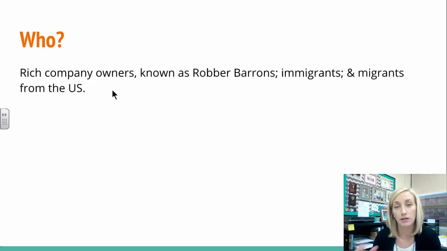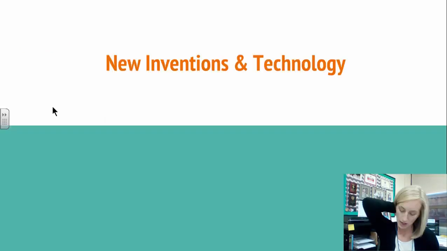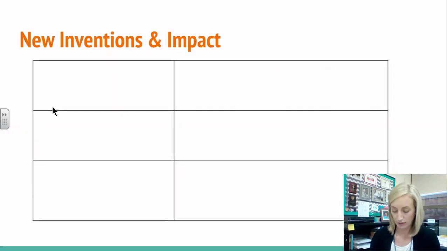So immigrants being from abroad all over the world, migrants from all over the United States moving to cities and being the ones to do that work in the factories. We have to have both of those in order to have our revolution. So we've got to talk about the new inventions, the technological inventions that changed American life during the Industrial Revolution. And the first inventions that we're going to talk about are ones that changed the way that we work.